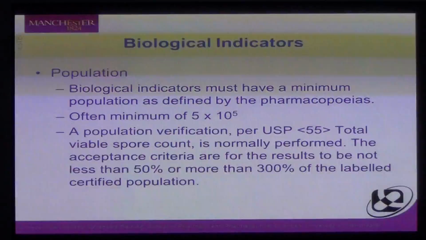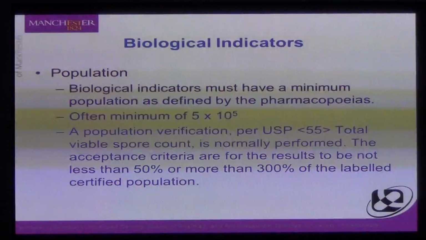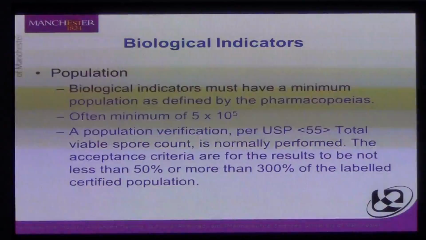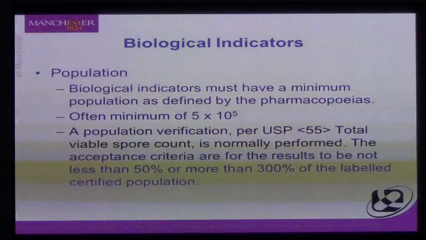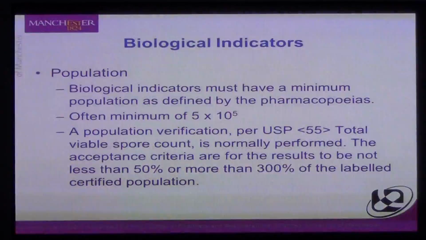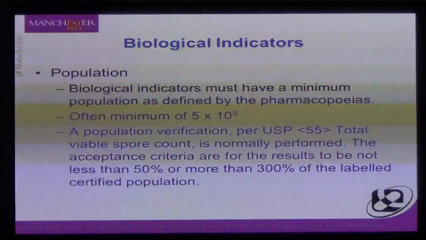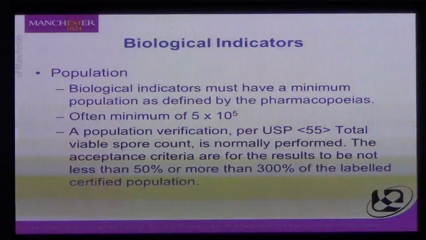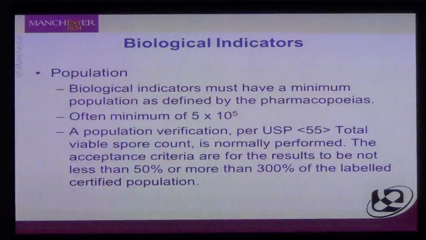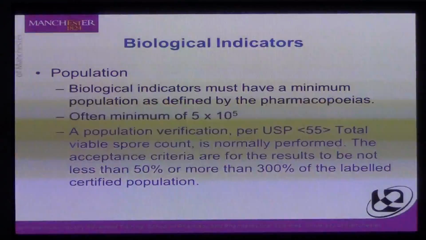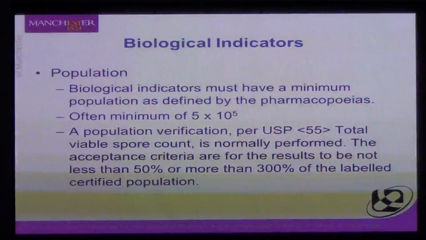Population: you have to have a defined population. The pharmacopoeias say that's a minimum of 5 times 10 to the power of 5. Often it's 1 million. And you need to verify the population. USP Chapter 55 offers some guidance on how to do that. And there are acceptance criteria: you need to be within 50% and 300% of the certified population on the BI.